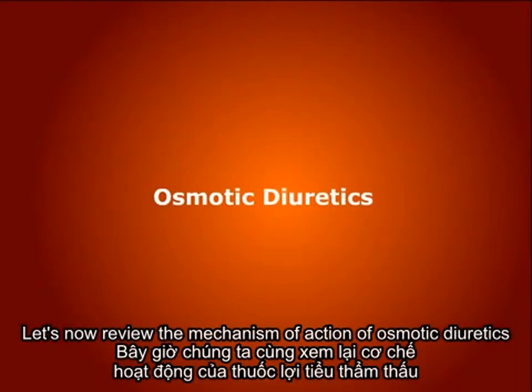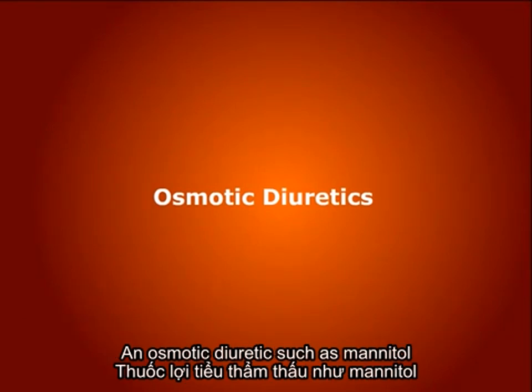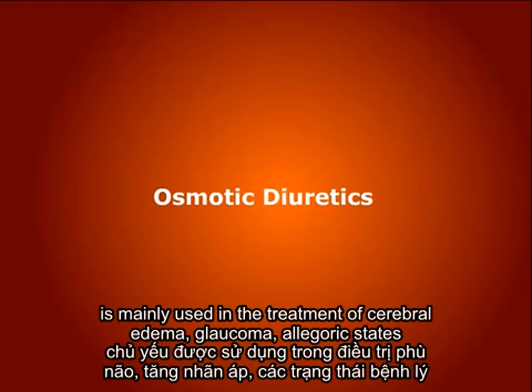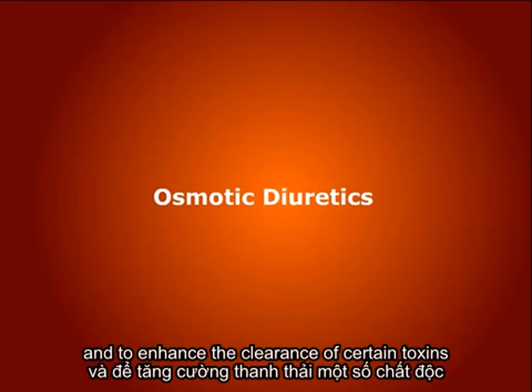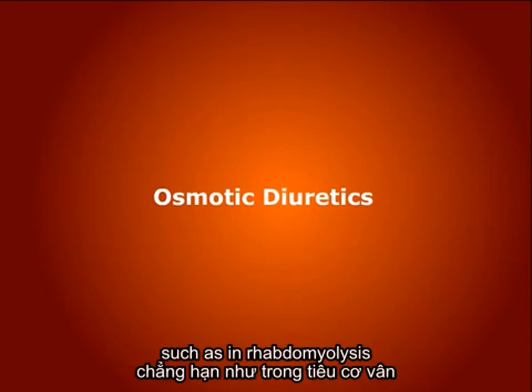Let's now review the mechanism of action of osmotic diuretics. An osmotic diuretic, such as mannitol, is mainly used in the treatment of cerebral edema, glaucoma, oliguric states, and to enhance the clearance of certain toxins, such as in rhabdomyolysis.